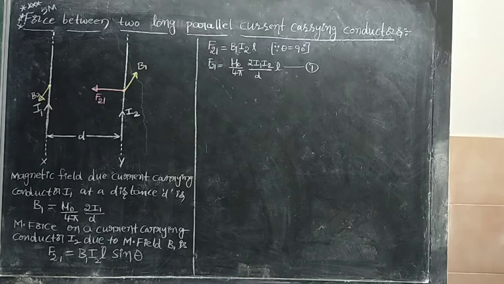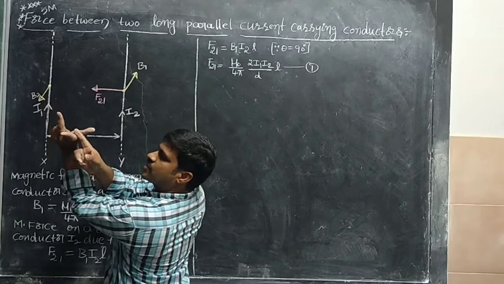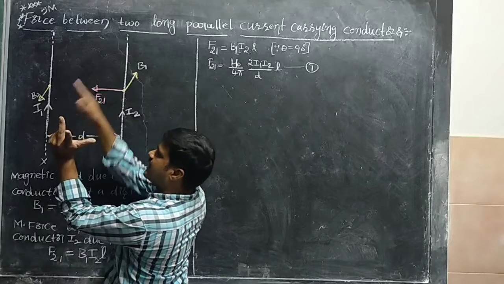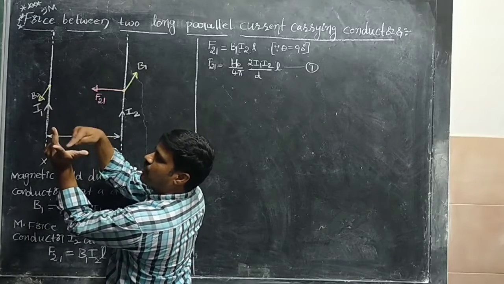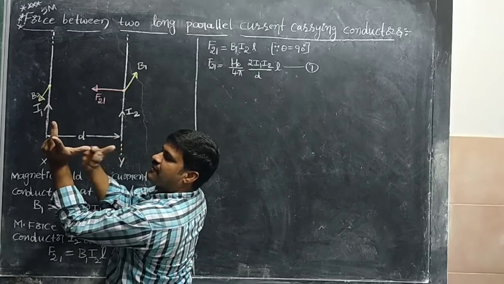Then what is the direction of force in this case? Once again, in the direction of current you place the middle finger, and the outward direction magnetic field B2 means towards you, like this. Here the middle finger is upward, the current direction is upward, and the magnetic field direction is outward. Then what is the direction of the thumb?